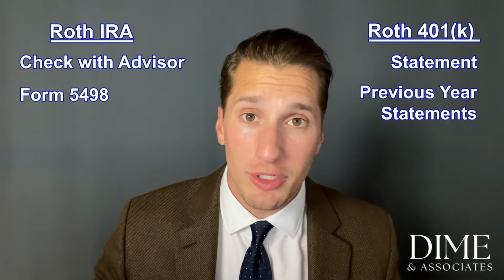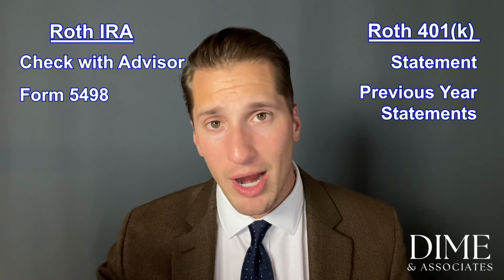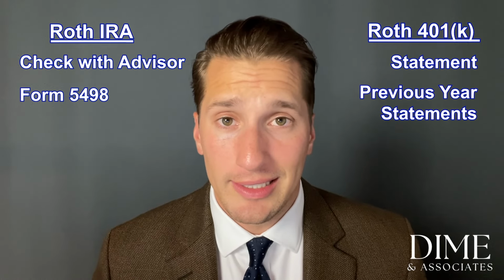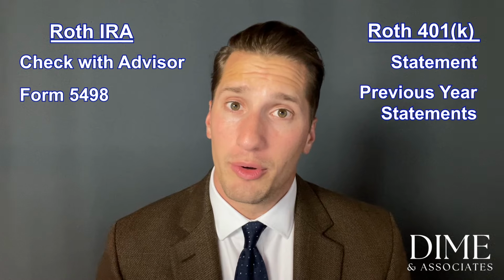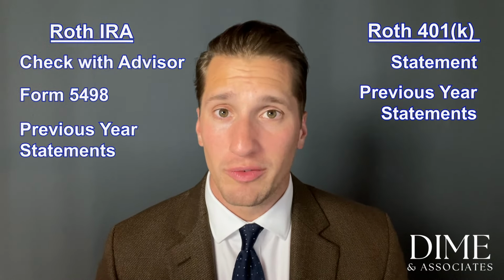If you did a conversion, you'll get a 1099-R, and that basically says here's how much money came out of this other IRA and went into this Roth IRA. But unfortunately, your Roth IRA basis is not plugged into your tax return anywhere. You'll have to just figure it out through 5498s or asking your advisor for a history of contributions.